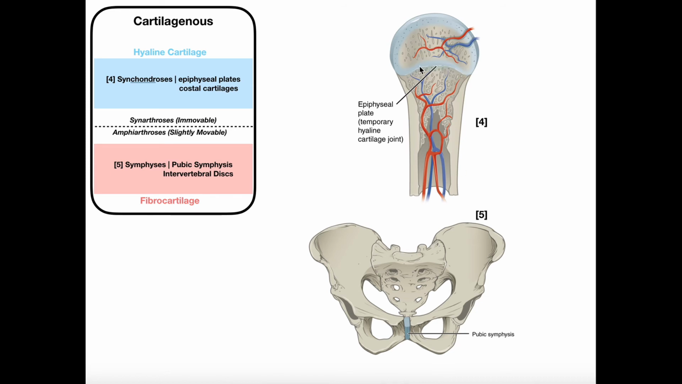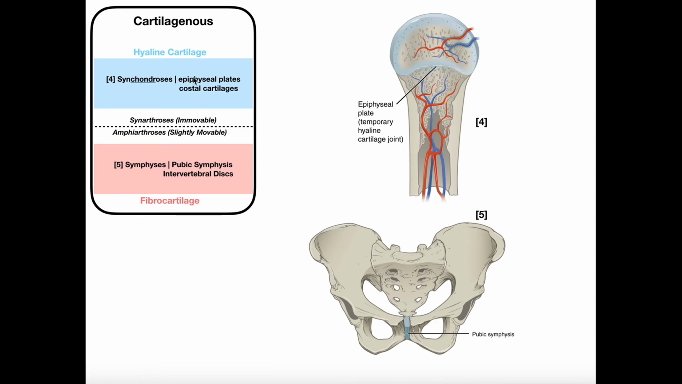Okay? Now ask yourself this question. Do you want this joint to be movable? Absolutely not. You do not want this joint to be movable. You don't want your bones to break. You don't want the epiphysis moving around on top of the metaphysis or diaphysis. So that would be very bad. So synchondroses, for that reason, are synarthroses, meaning they are immovable.